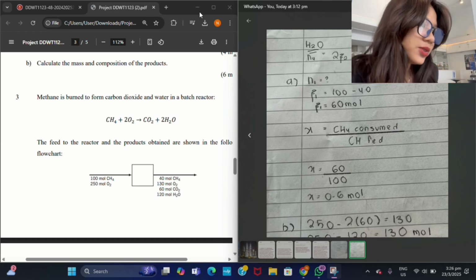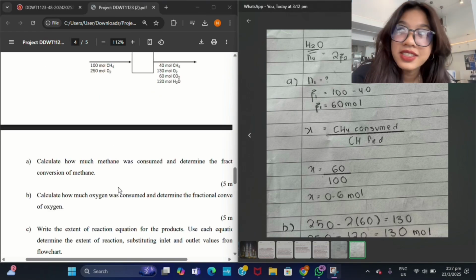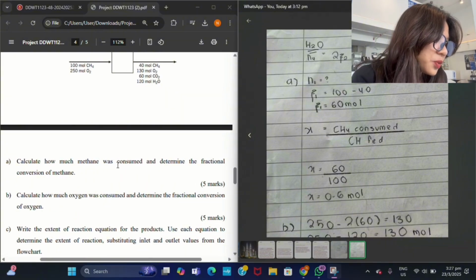I'm going to continue the question for number 3. They give us the equation. The first question is calculate how much methane was consumed.